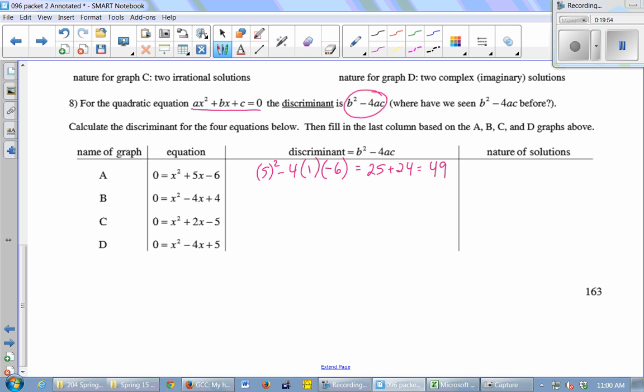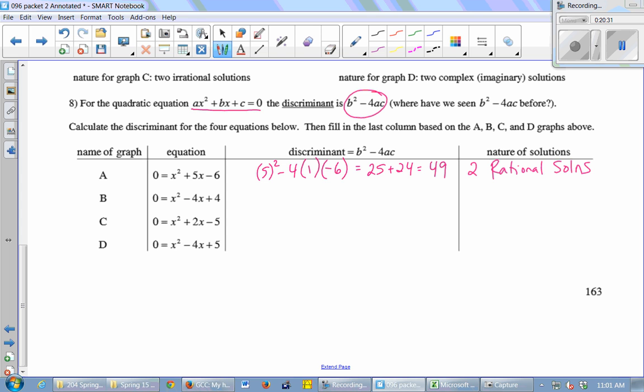So that's going to mean that I have 2 rational solutions, right? Because b squared minus 4ac, you're going to be square rooting when you use the quadratic formula. So you want to think about what will happen if this is the number under the square root. We'll be able to square root it, and you're going to get 2 nice solutions. No radicals left at all. Rational. All right, next one.